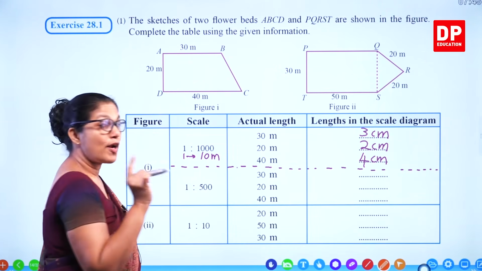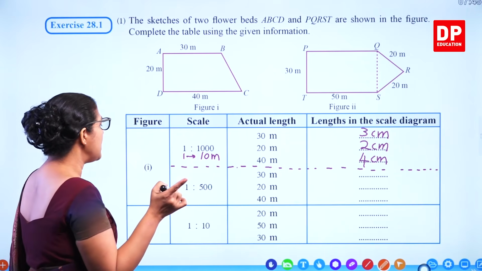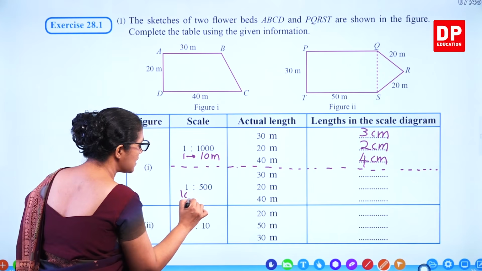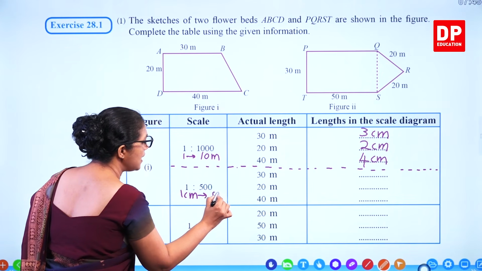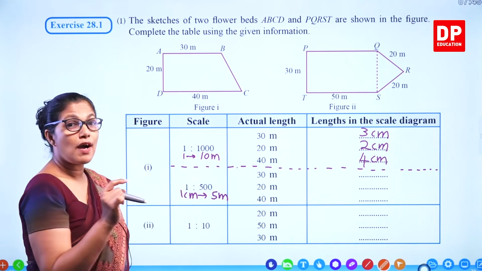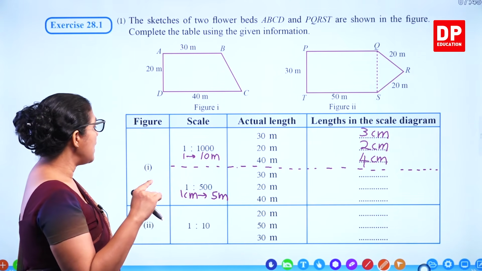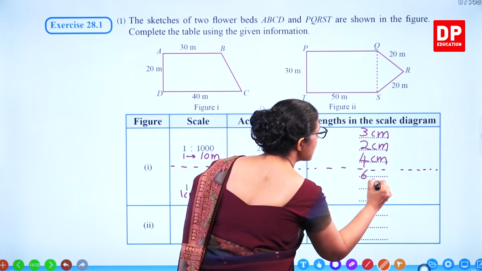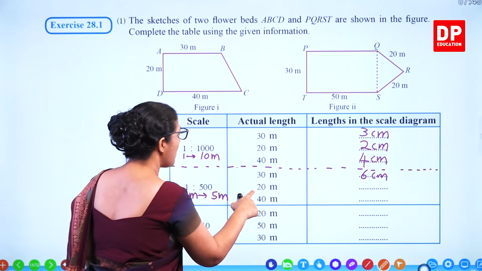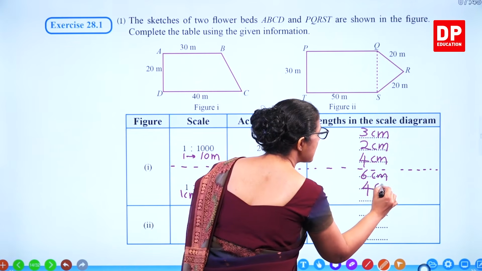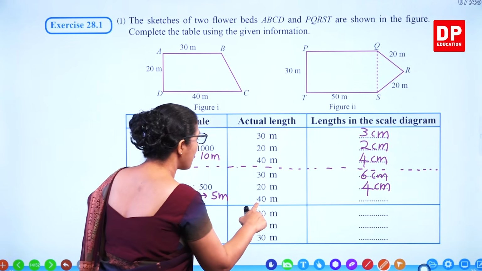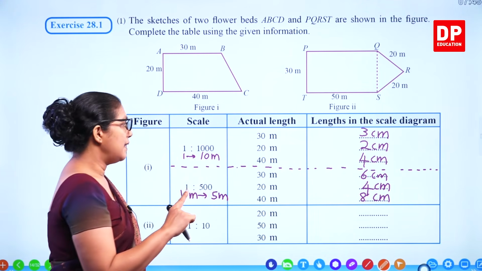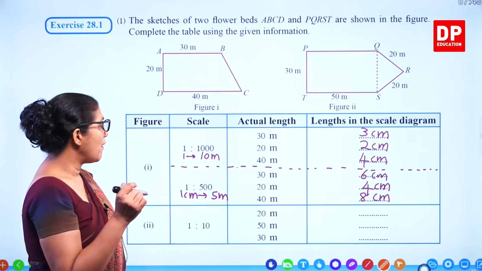And now 1 to 500. What does 1 to 500 mean? 1 centimeter represents 500 centimeters. So that means 1 centimeter represents 5 meters. You divide by 5. So 30 divided by 5 is 6 centimeters. 20 divided by 5 is 4 centimeters. And 40 divided by 5 is 8 centimeters. That's the scale length if you take 1 to 500.